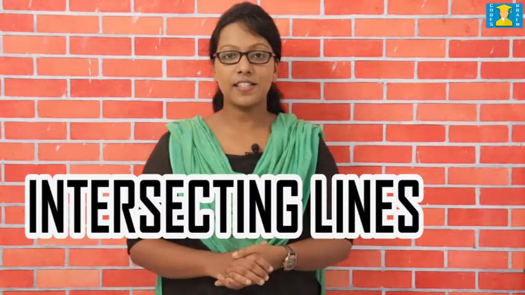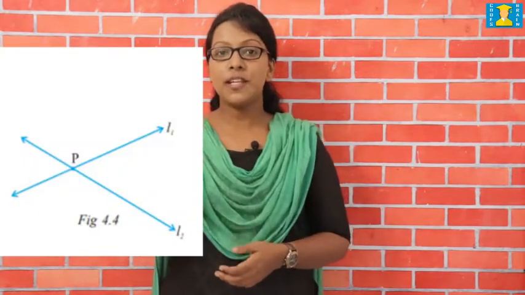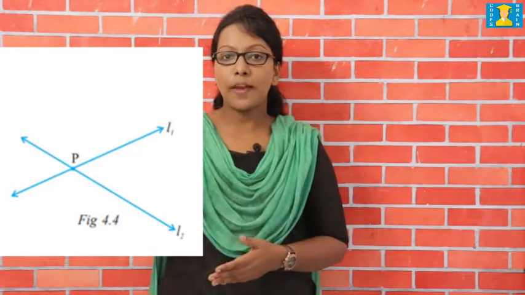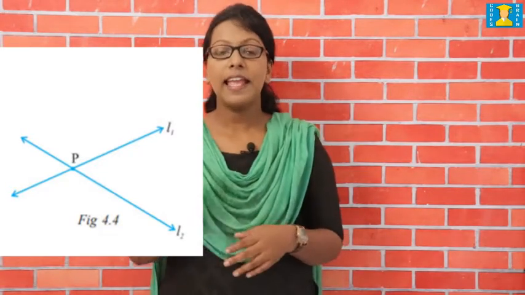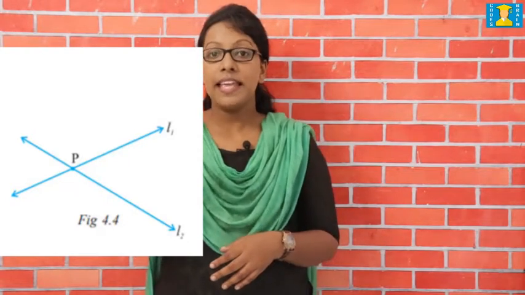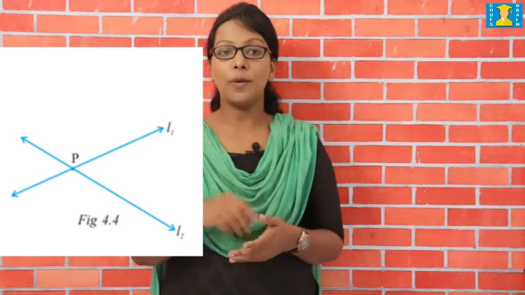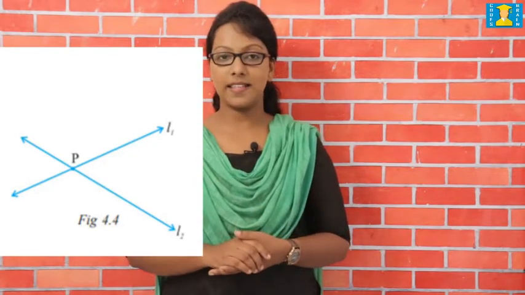Friends, next we are going to see the fourth topic, intersecting lines. Look at the diagram. 2 lines L1 and L2 are shown. Both the lines pass through the point P. We say L1 and L2 intersect at P. If 2 lines have one common point, they are called intersecting lines.